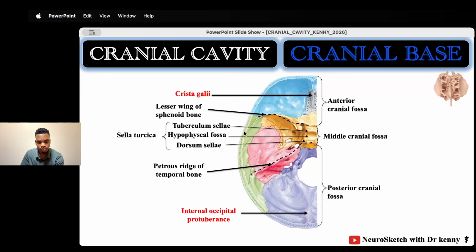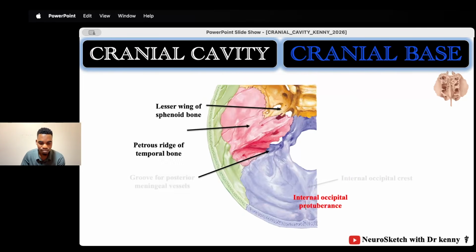It's formed of the tuberculum sellae, dorsum sellae, and hypophyseal fossa. And you guys remember what sits in the hypophyseal fossa? That's your pituitary gland, the so-called hypophysis. And then we have a foramen here, which is called the foramen magnum, and foramen magnum means the largest foramen. I mean, large foramen, the foramen magnum.